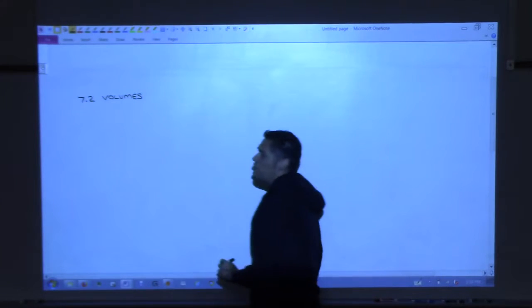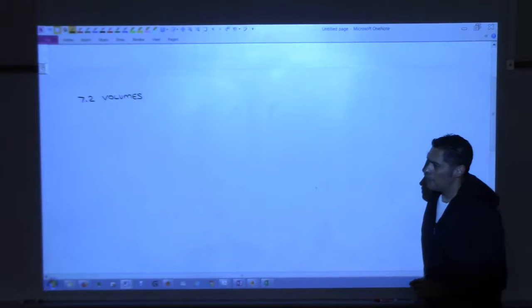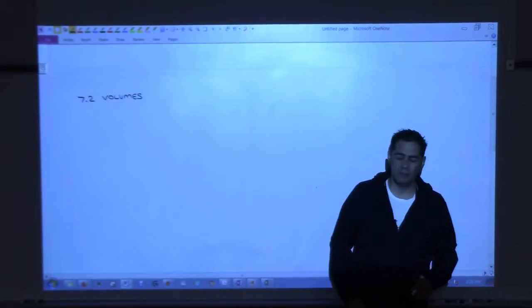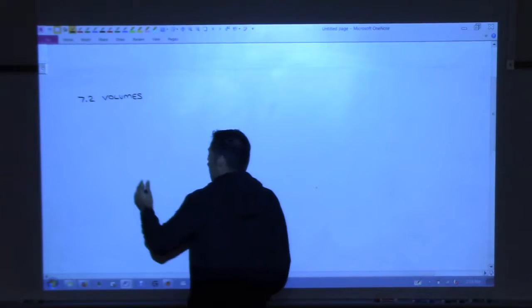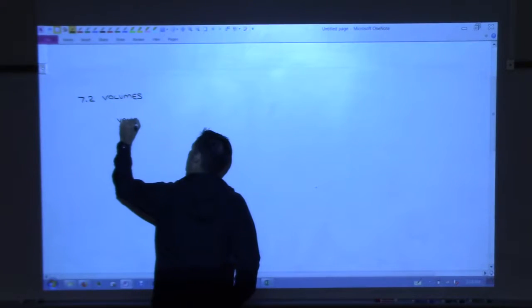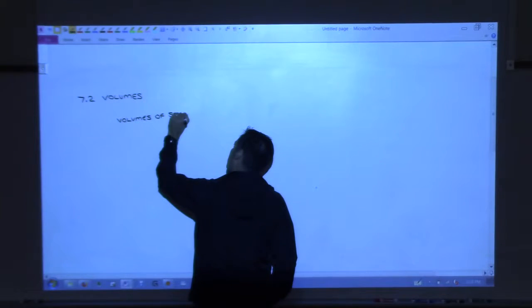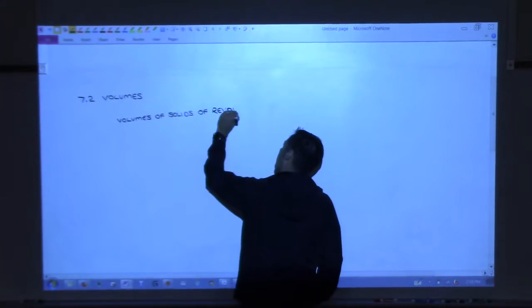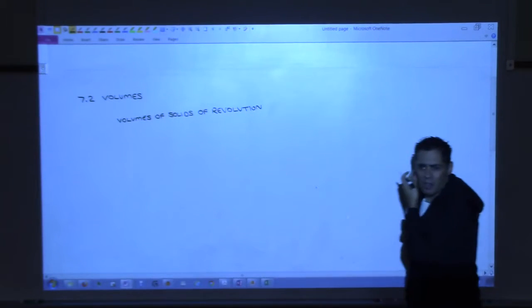Okay, this section is called volumes. Now, there's kind of like two topics in here, but the one that I'm going to start with right now is called volumes of solids of revolution. Volumes of solids of revolution.